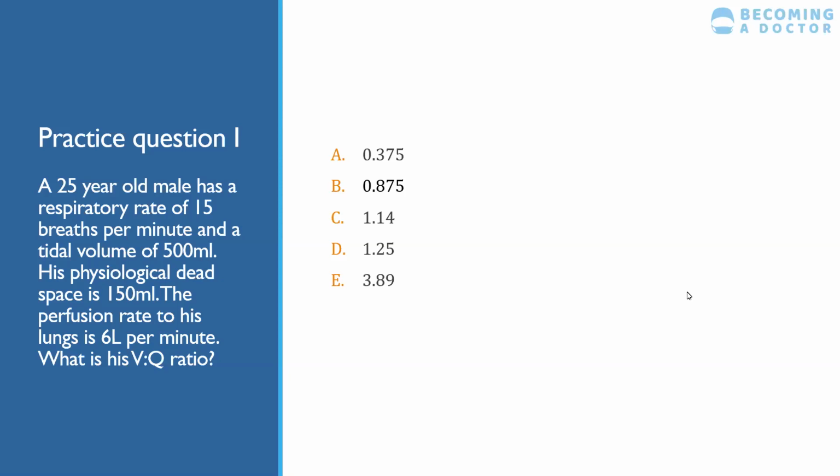So sorry about that. So here's your practice question. This is a 25-year-old male that has a respiratory rate of 15 breaths per minute and a tidal volume of 500 milliliters. His physiological dead space is 150 milliliters and the perfusion rate to his lungs is 6 liters per minute. What is his VQ ratio? You might need to get a calculator for this one, guys, unless you're very good at mental maths. I'll just open the polling.